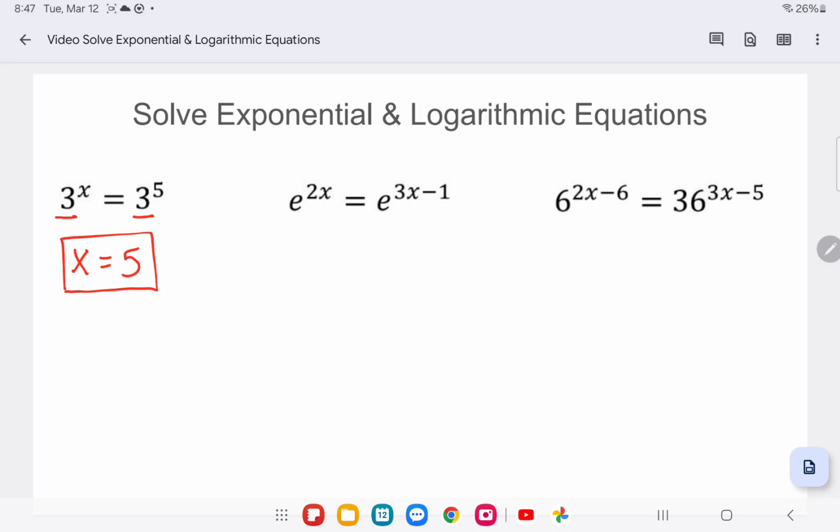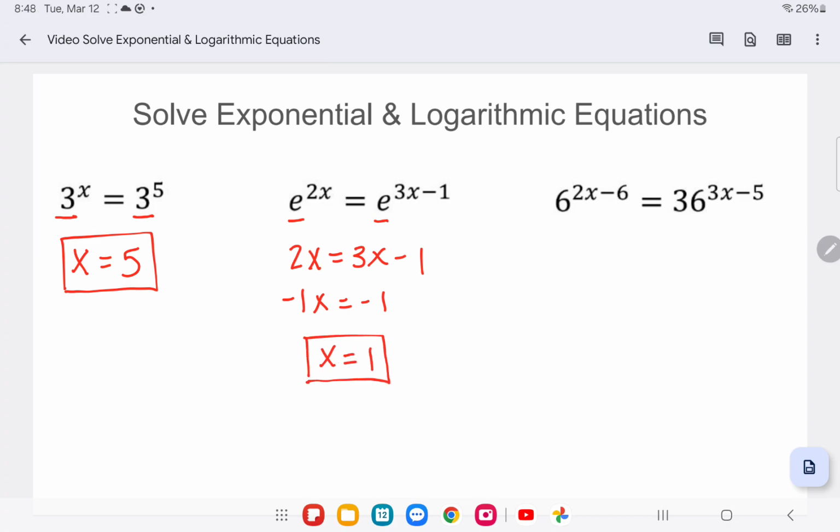In this case, x would be 5. In the second example, the bases match again. We have a base of e and a base of e. Because the bases match, we can just set the exponents equal to each other and solve for x. And x would equal 1.